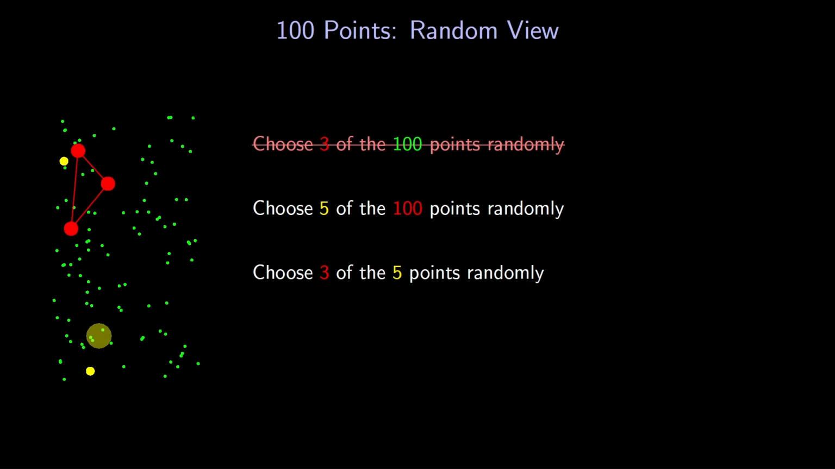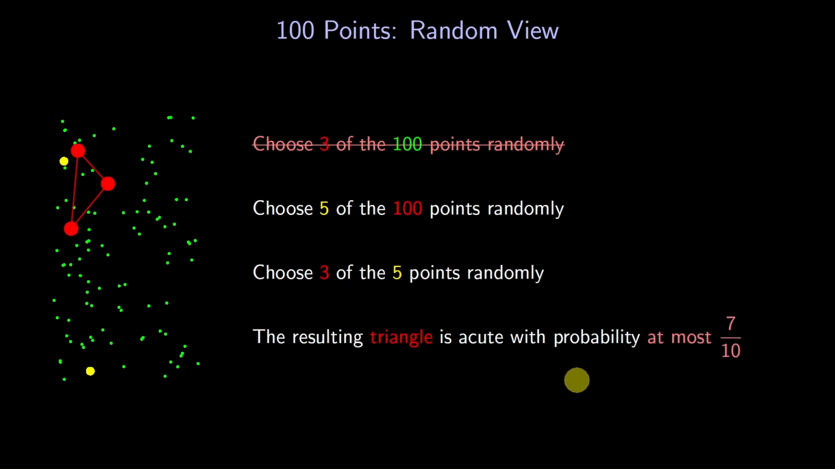What's the probability that the resulting triangle is acute? No matter which 5 points we choose, we know that the probability of a triangle being acute is at most 70%, which is 7/10. So the overall probability is at most 7/10. Great! That was the random view. Let's look at this result from other views.